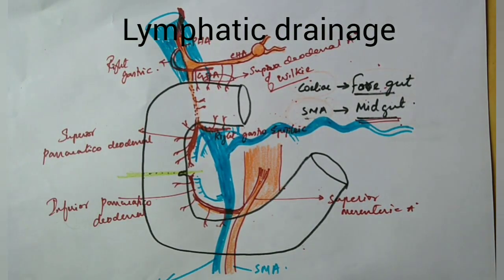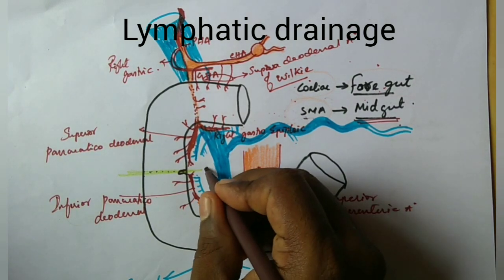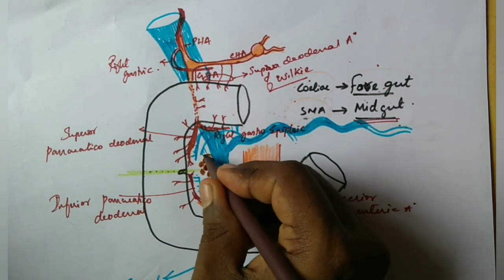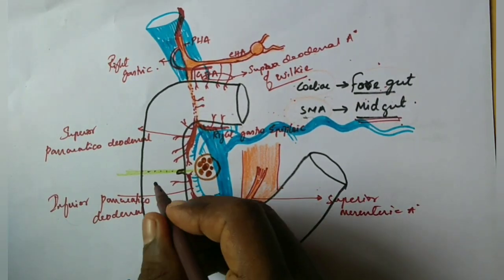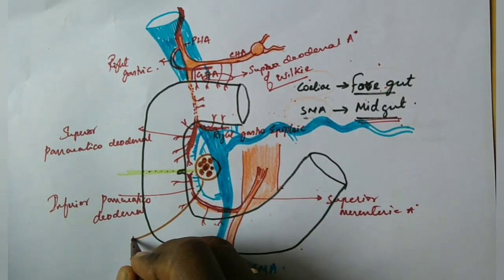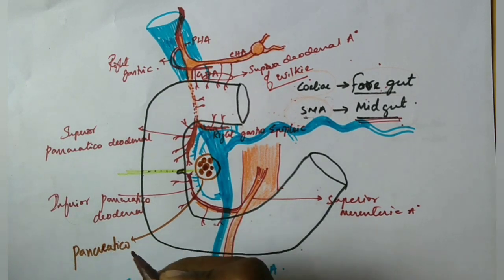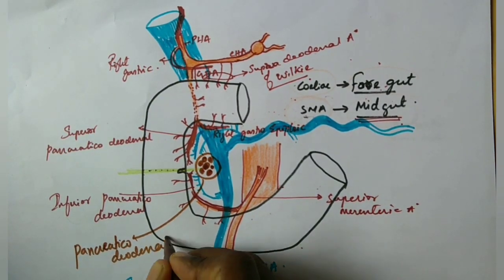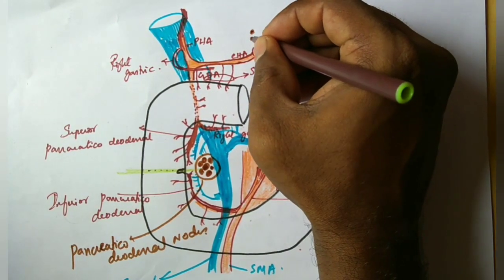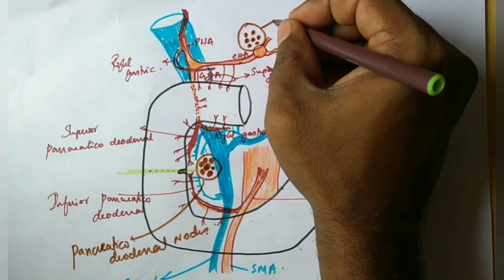Next, coming to the lymphatic drainage, we need to know about a few groups of lymph nodes. These are the lymph nodes present along the medial aspect of the second part of the duodenum, and they are called pancreatico-duodenal nodes. The next set of very important nodes is associated with the celiac trunk. These are called celiac nodes.